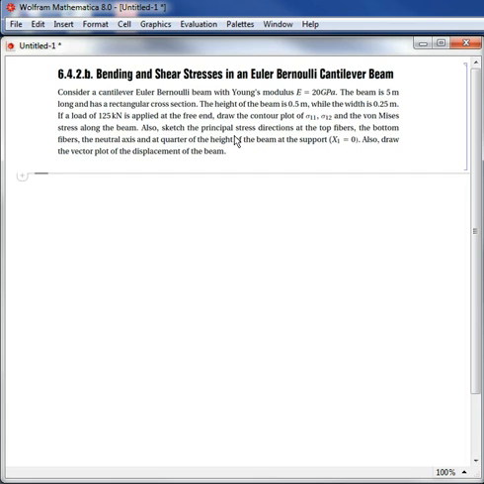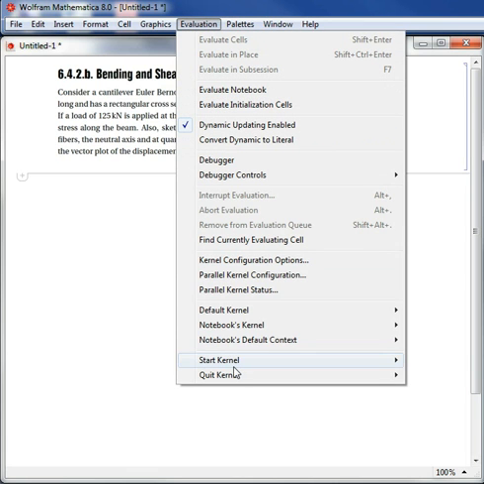And we need to sketch the principal stress directions at the top fibers, the bottom fibers, the neutral axis, and at quarter of the height of the beam at the support. We need to also draw the vector plot of the displacement of the beam. So if you watch the lecture, you'll find the hand calculations, how to solve this beam using hand calculations. Now we're looking on how to solve this beam using Mathematica. Now I'm going to start from scratch.